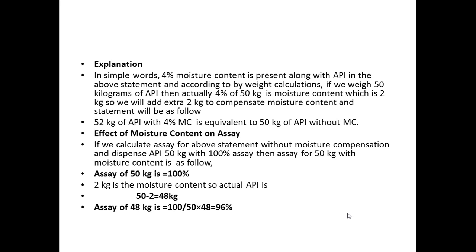Assay of 50 kg is 100%, 2 kg is the moisture content, so actual API is 50 minus 2, that is 48 kg. If we do not add this 2 kg, then our amount will be 48 kg. Assay of 48 kg, obviously it would be less than 100%, as the amount is reduced, so the assay is also lower. 100 divided by 50 multiplied by 48, we will obtain the assay, that is 96%.